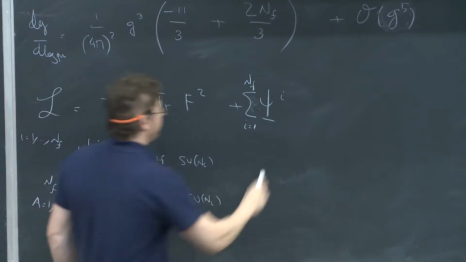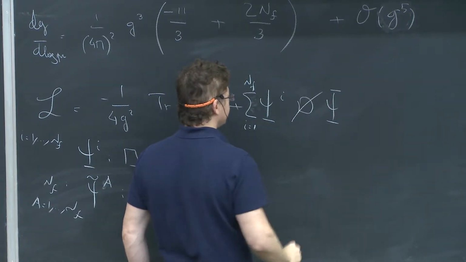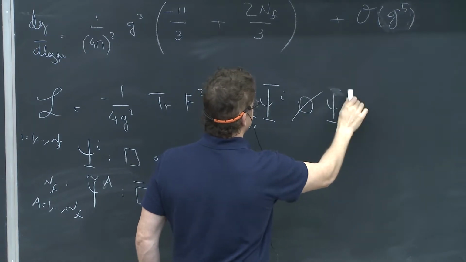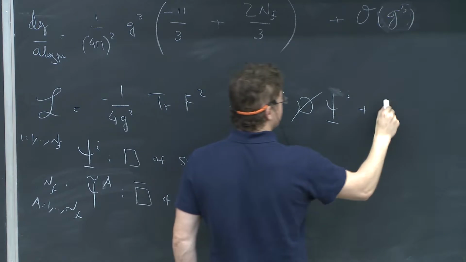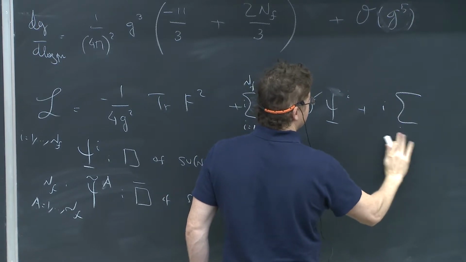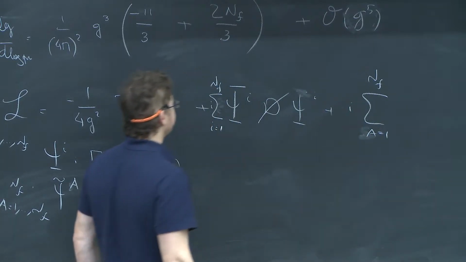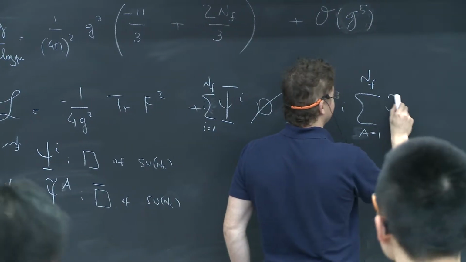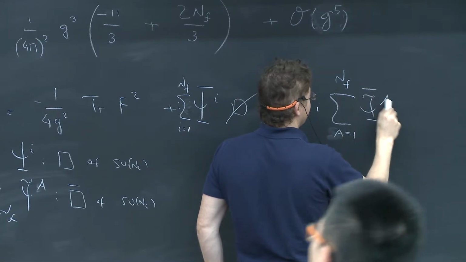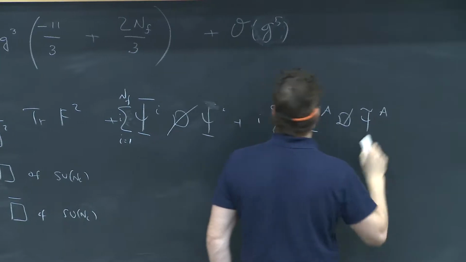So the Lagrangian is the standard Lagrangian. I'll put a bar here. And then I, A going from 1 to NF of psi twiddle bar A, D, psi twiddle A.